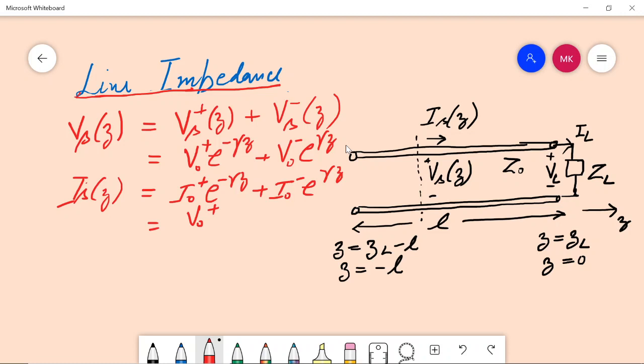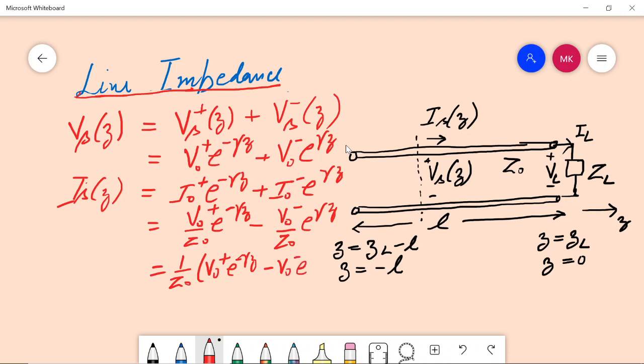This will be V0 plus over Z0 e to the power minus gamma z, because this ratio V0 plus over I0 plus is called the characteristic impedance, so we can have this Z0. And here it will be V0 minus over Z0, e to the power gamma z. So just taking out the 1 over Z0, it will be V0 plus e to the power minus gamma z minus V0 minus e to the power gamma z. This is how we have this part.